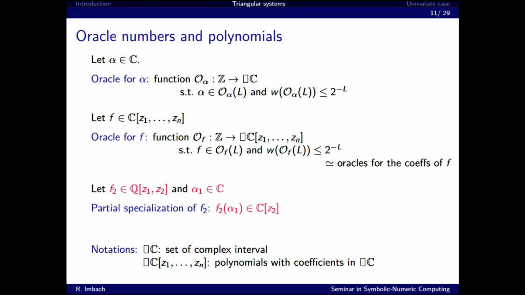For a bivariate polynomial f2 and a complex number alpha 1, I call the partial specialization of f2 in alpha 1 the univariate polynomial obtained by replacing each occurrence of z1 by alpha 1. So this is a polynomial with complex coefficients. And I can do the same when alpha 1 is a complex interval. So I replace each occurrence of z1 by box alpha 1, and I obtain a polynomial whose coefficients are intervals.